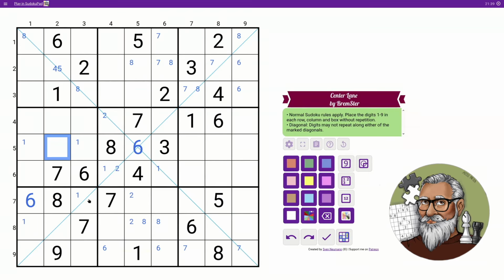Right, let's continue. Column number 8. It's missing a 1. Okay, could be anywhere. Well, not in these two. All right, one of these is a 1. Does it matter? One of these is a 1.